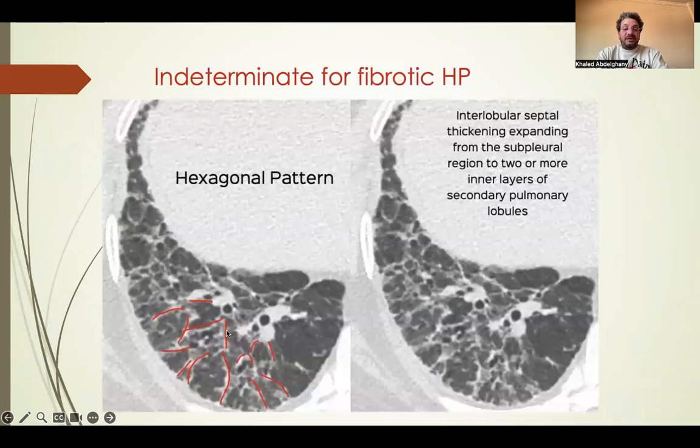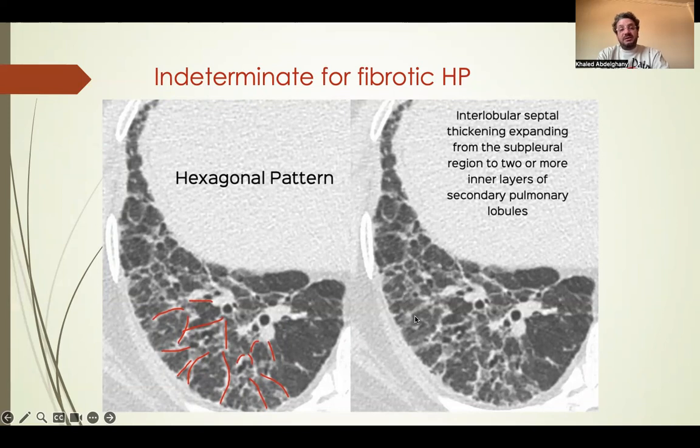Or if you have the hexagonal pattern, where the irregular reticulation is extending inward, forming the hexagonal pattern into 2 or 3 layers inside the lung to the periphery, forming the drawing of the pulmonary lobules, this can suggest indeterminate for fibrotic HP over indeterminate for UIP or fibrosing NSIP.